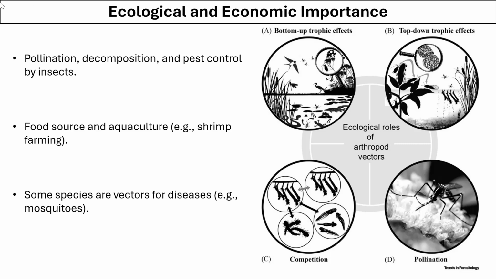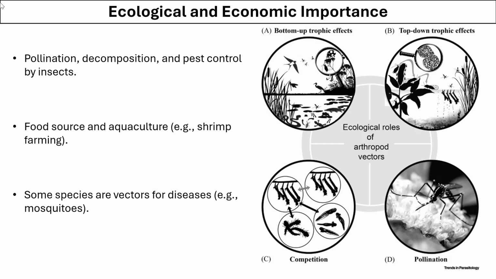Insects or arthropods have several ecological roles. They are pollinators. They pick up pollen from one flower and put it on the female part of another flower. They are also important for decomposition. They decompose dead waste material around us and provide the nutrients back to the ecosystem. And they are also essential for pest control.